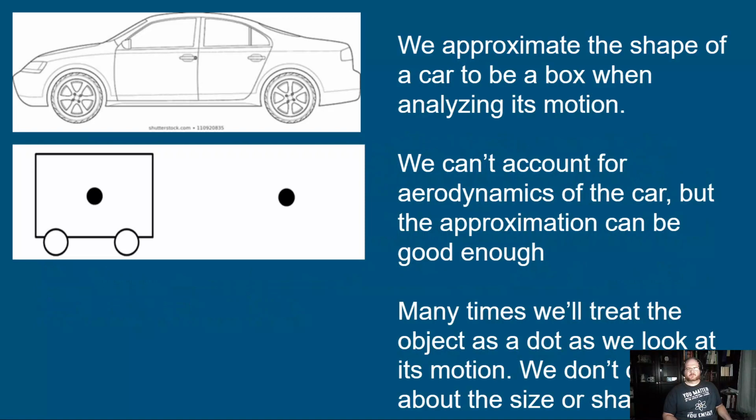So we'll usually approximate the shape of, say, a car to be a box when analyzing its motion. This way we're not accounting for the aerodynamics of the car, we're also ignoring air resistance, so it can be a pretty good approximation. And many times we'll even just reduce the object further to just a dot and watch that dot as we track its motion. We don't actually care about the size or shape of the actual object itself.